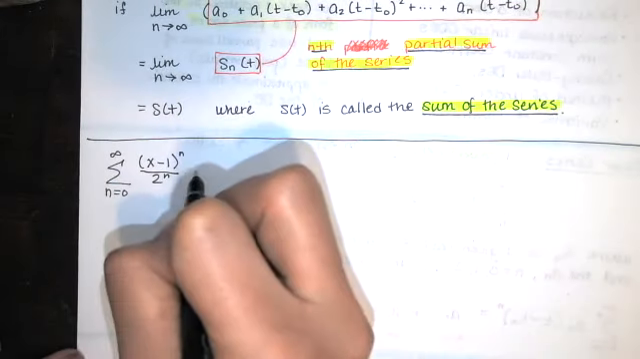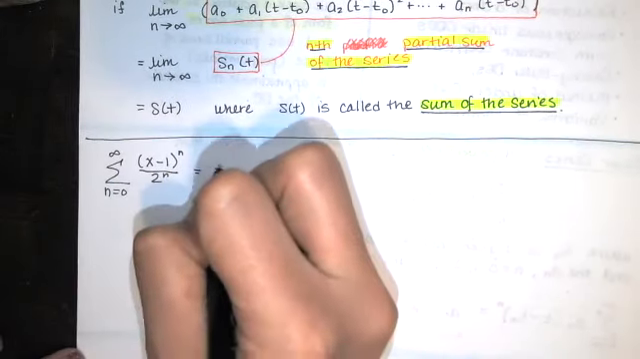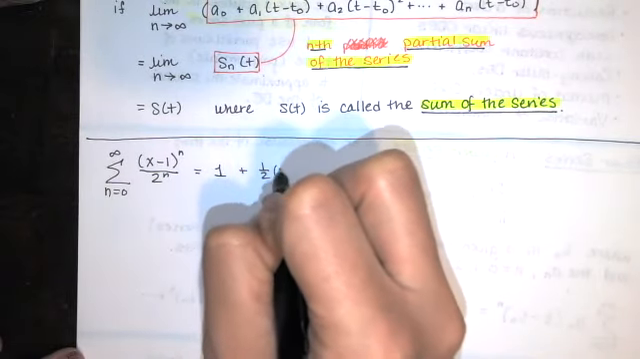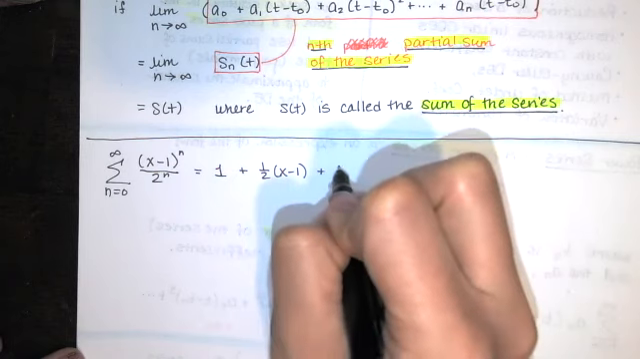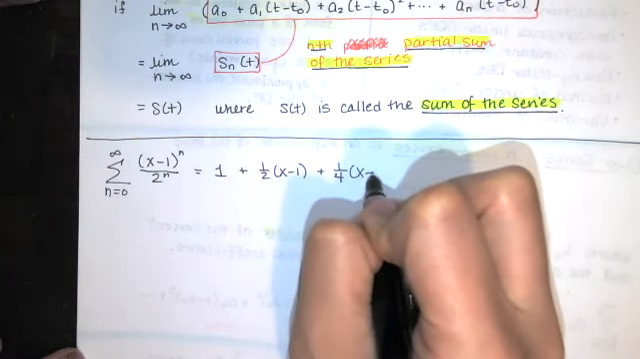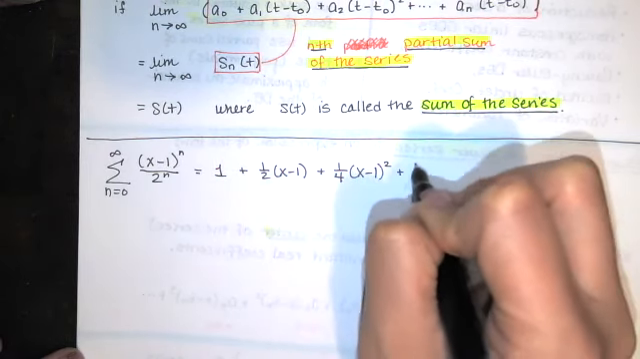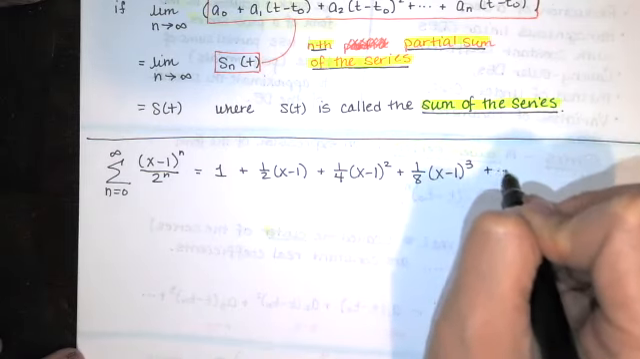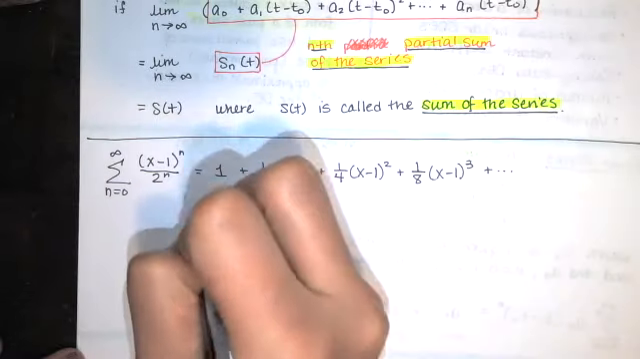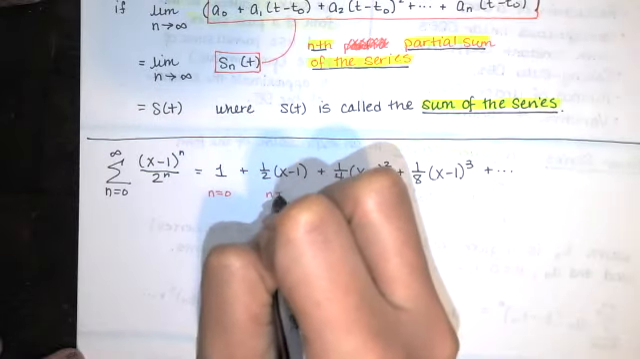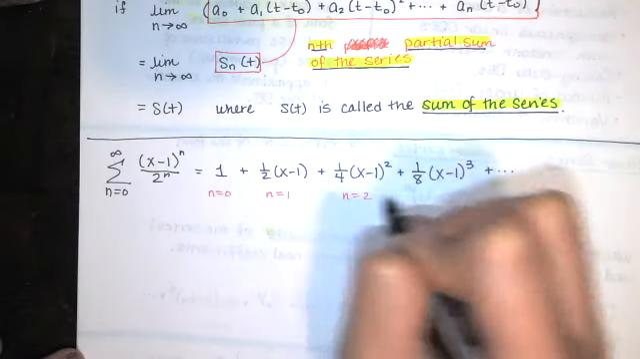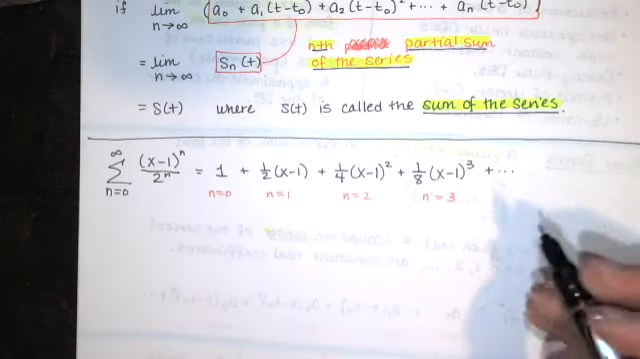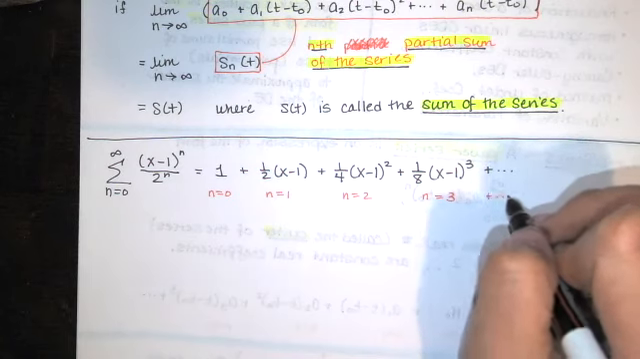Now, we expanded this earlier. We said when n is equal to 0, we get 1. When n is equal to 1, we get 1/2 times (x minus 1) to the first. When n is equal to 2, we get 1/4 times (x minus 1) squared. N equals 3, we get 1/8 times (x minus 1) cubed, and we keep going forever. Got infinitely many terms, we're adding them together. And the question is, does this converge to something?